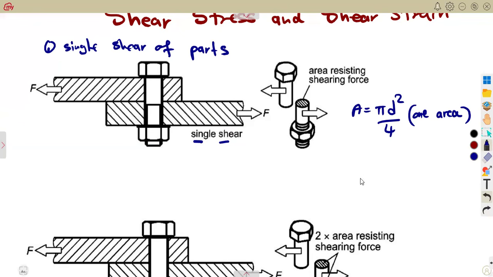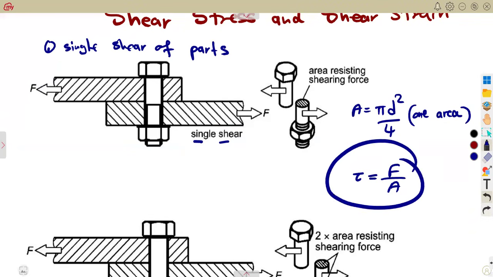Because remember, the area is going to affect you when you're now calculating your shear stress. Remember your tau, shear stress, is force over what? Over the area. But the area is being calculated as one area there. So as it has affected your area, it also affects your stress. That's a single shear of parts.